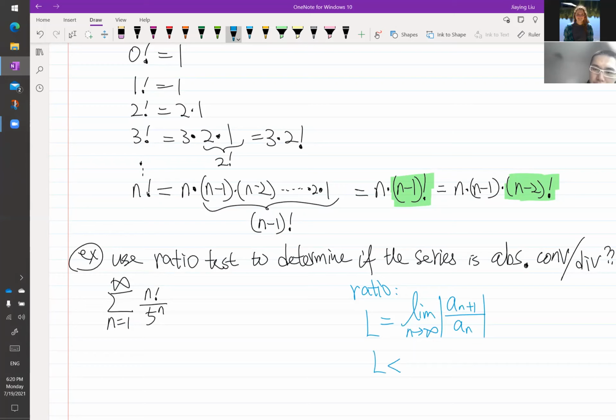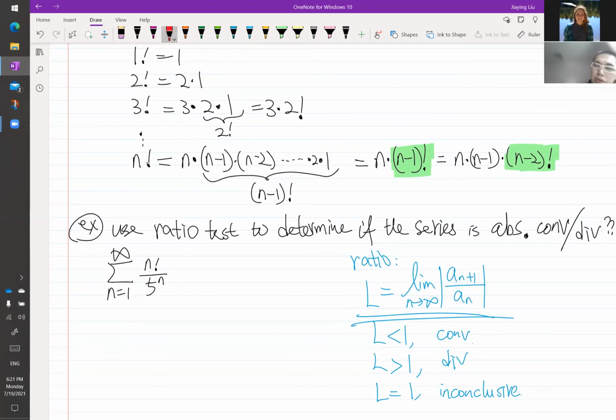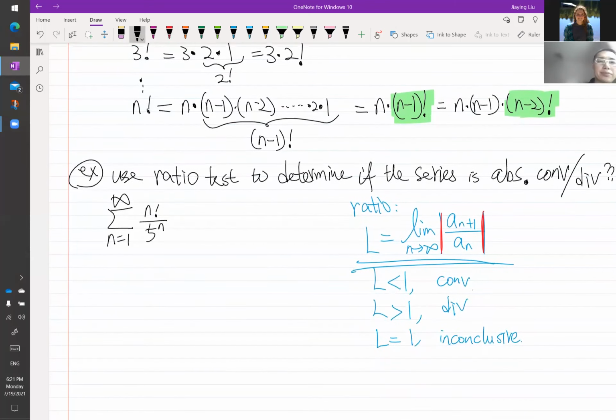If L is less than 1, that will be convergent. If L is greater than 1, that will be divergent. And if L equals 1, that will be inconclusive. So we just try to find the L there. But be careful, you always want to keep the absolute value sign. I saw some of you use the ratio test on the exam questions. It's not required, but if you use it, you have to use the absolute value under the limit. You cannot drop the absolute value notation.